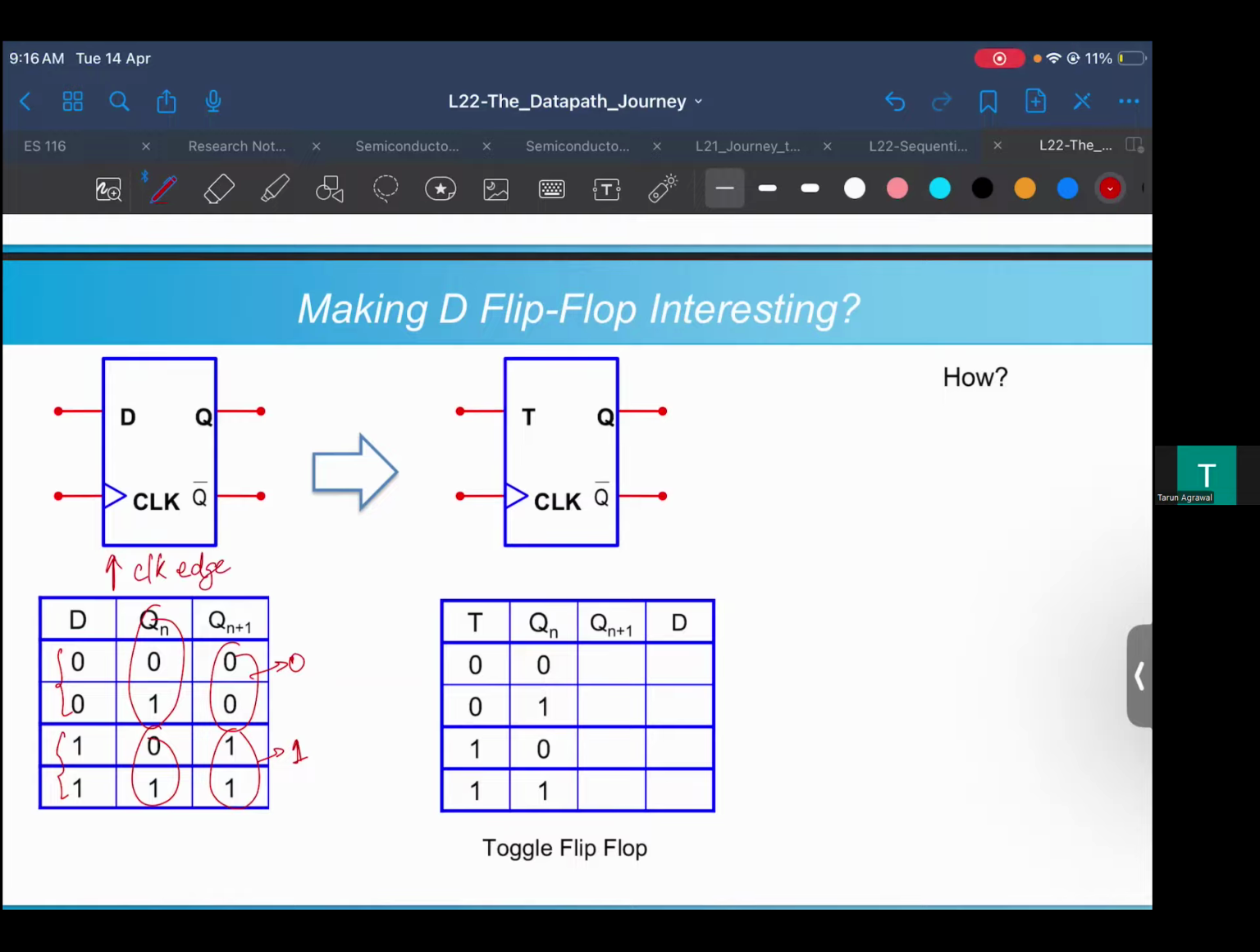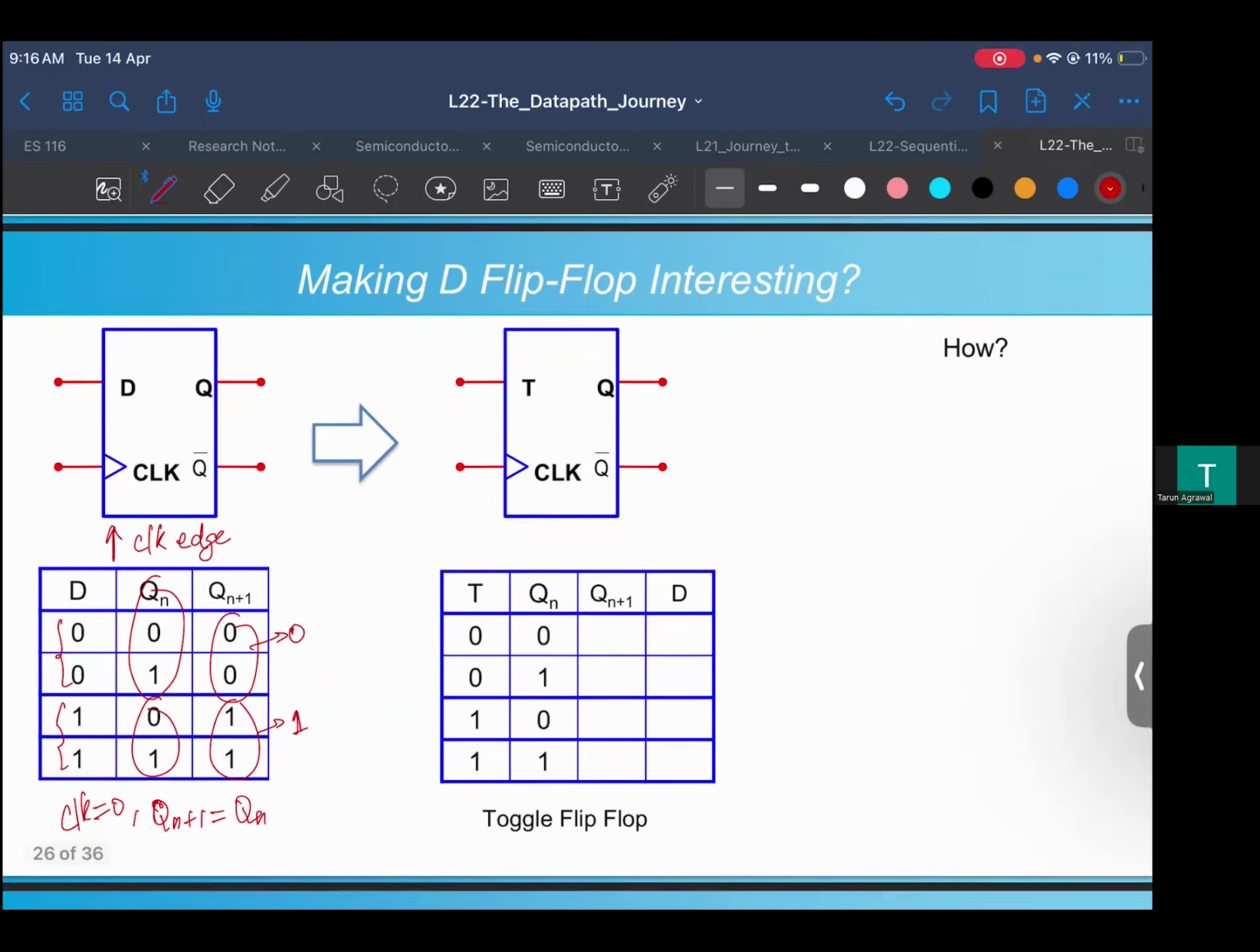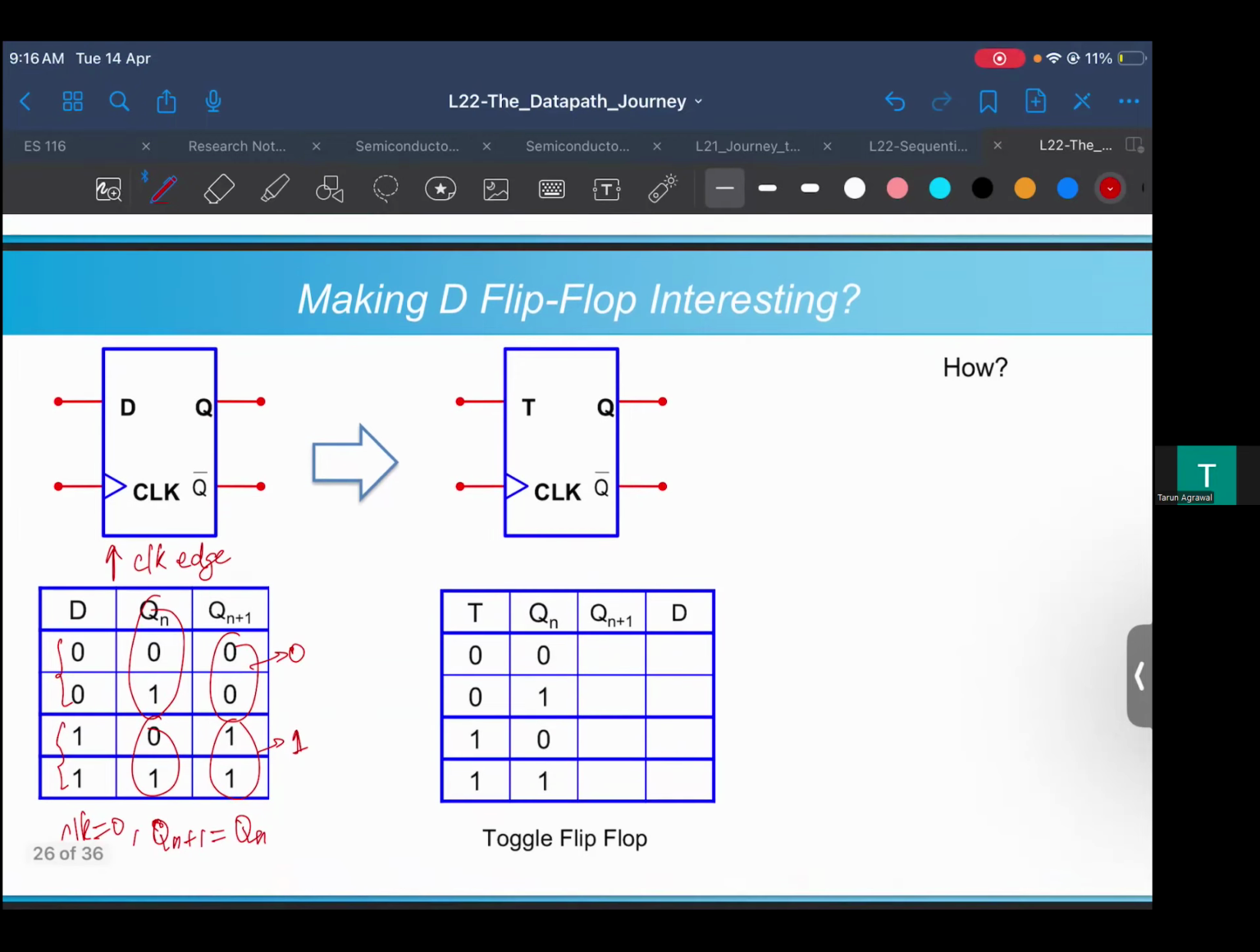right? If the clock is 0, you see that qn plus 1 will just retain the state. It retains the previous state. That is what we have seen as its working. Now what we want, and this is again going into the idea that we want more than just that storage, is some kind of state diagram.